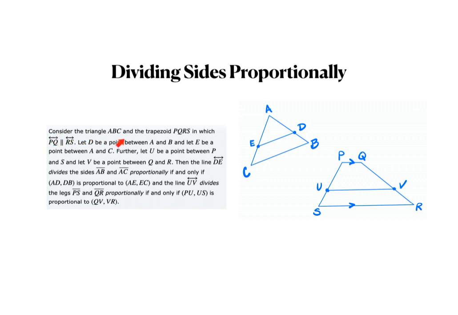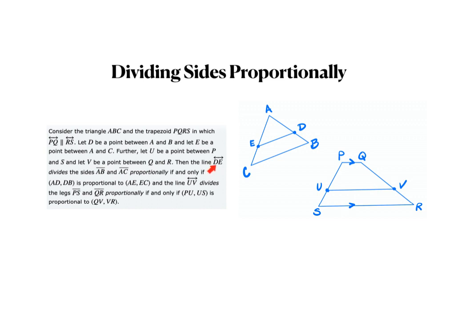So consider the triangle ABC here and trapezoid PQRS here, in which the line PQ here is parallel to RS. So this is a trapezoid. These are my bases. We're going to let D be a point between A and B here, and E be a point between A and C over here. Further, we're going to let U be a point between P and S here, and we're going to let V be a point between Q and R over here.